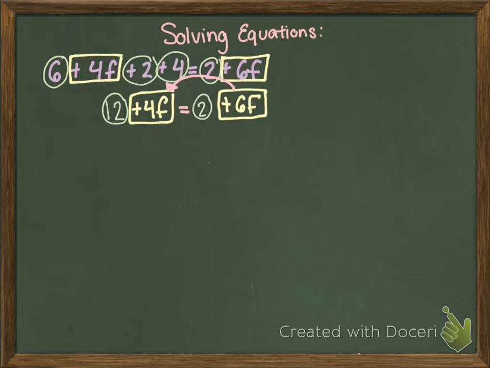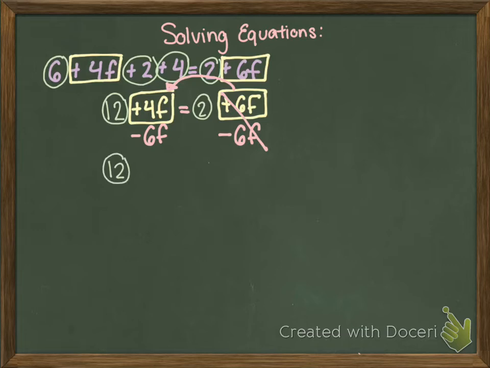Now, we have plus 6f. The inverse is the opposite. So the opposite of plus is to subtract 6f. Now, remember, you can only combine boxes with boxes. You cannot subtract 6f from 12, only from positive 4f. So that cancels out, and we're going to rewrite this. So I still have 12.